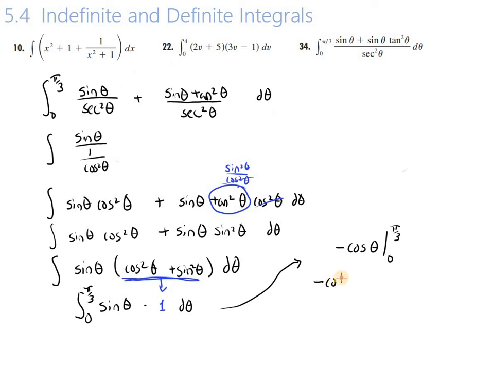So we'll get negative cosine of pi over 3 minus negative, and be careful with your negative signs here. There's a lot of them running around. Minus negative cosine of 0. So you might have to go back to your trig or to your calculator to remind yourself what cosine of pi over 3 is. But that cosine of pi over 3 is 1/2. So this is negative 1/2 minus, and cosine of 0 is 1, so minus negative 1. So negative 1/2 plus 1. So all that work, a full page of work just to get that 1/2 is the area under the original function from 0 to pi over 3.